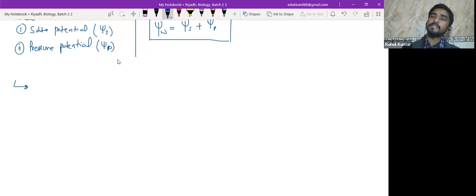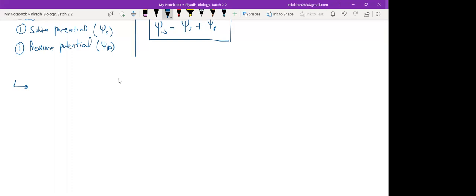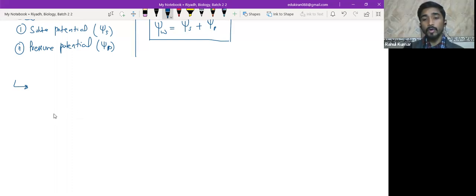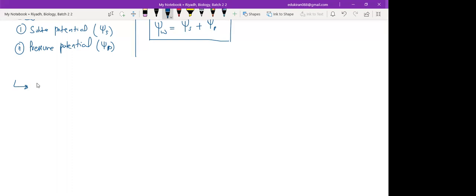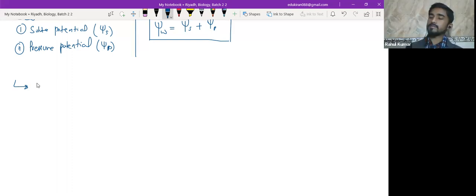So technically, whenever there is any solution, it will always have a lower potential than pure water. Is it correct? All the solutions will always have lower potential than the pure water, correct? Or the potential of water in that solution will be lower than the pure water, correct? So you can write down all solutions always have a lower water potential than pure water. Okay, that makes sense.